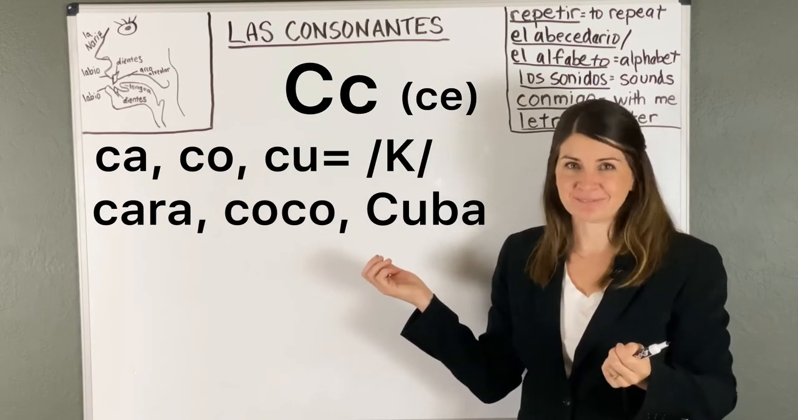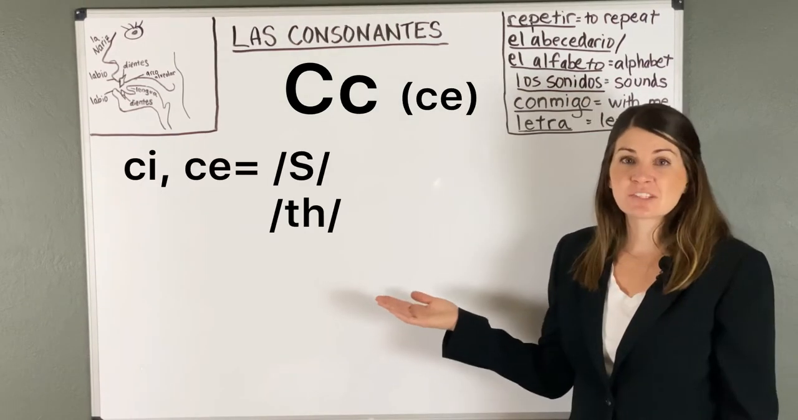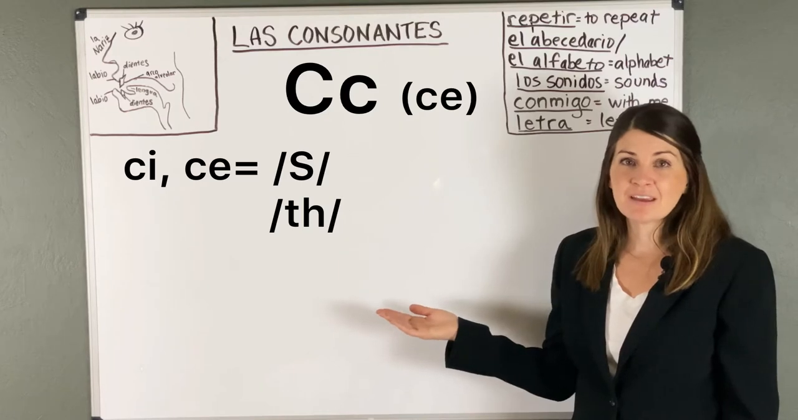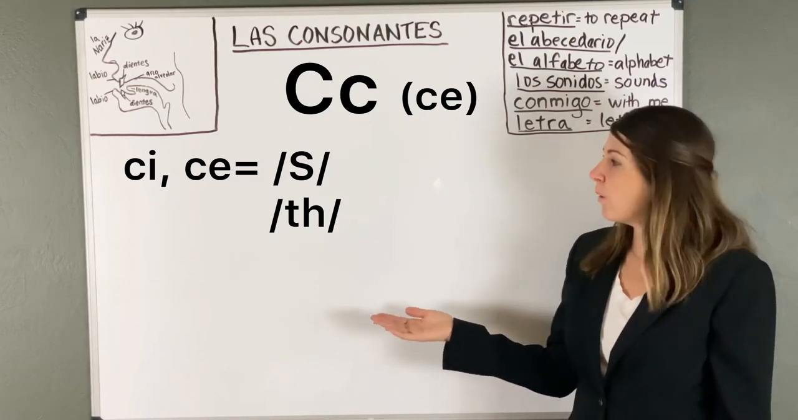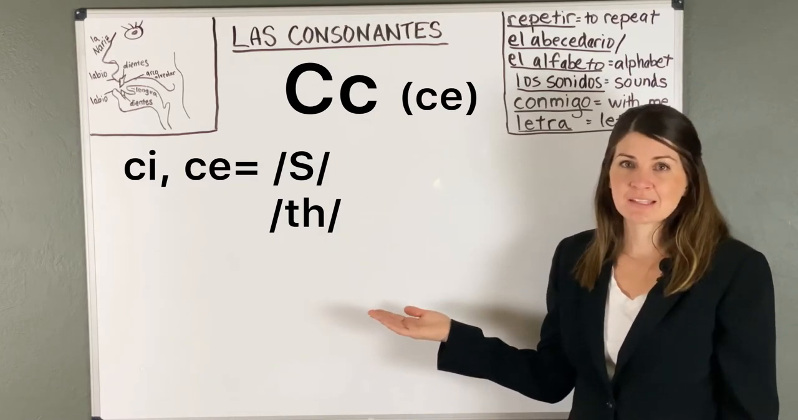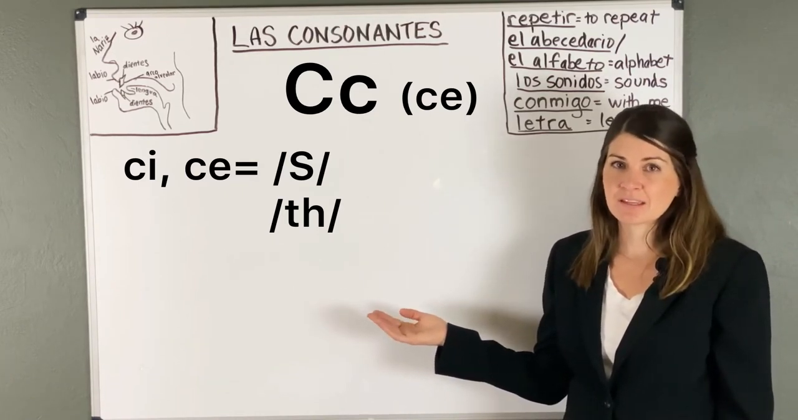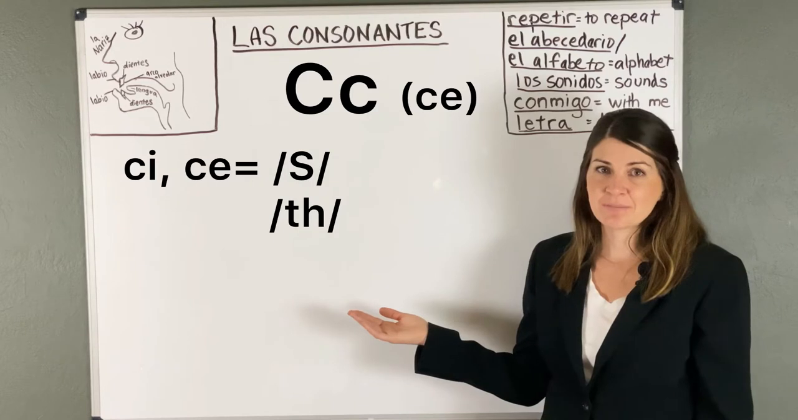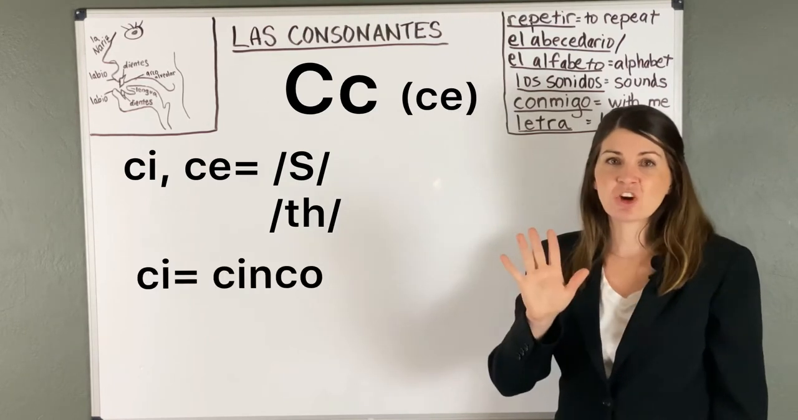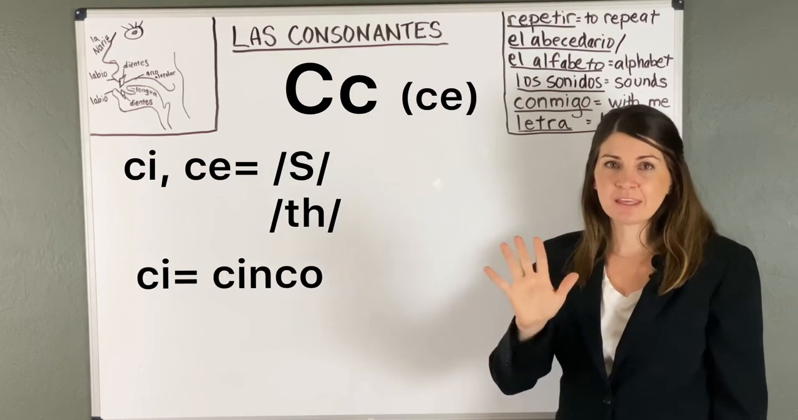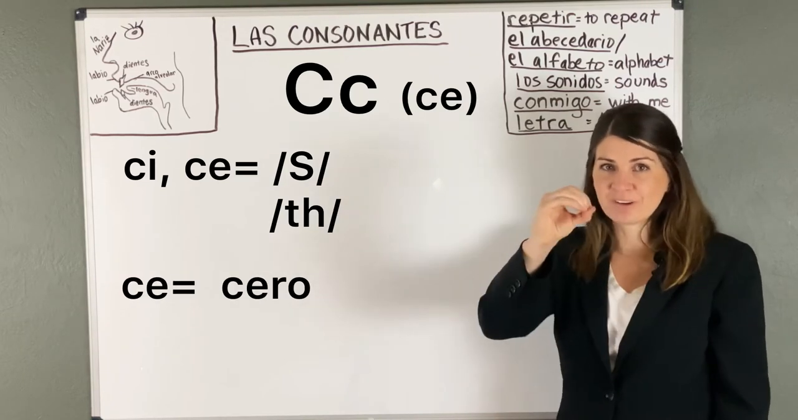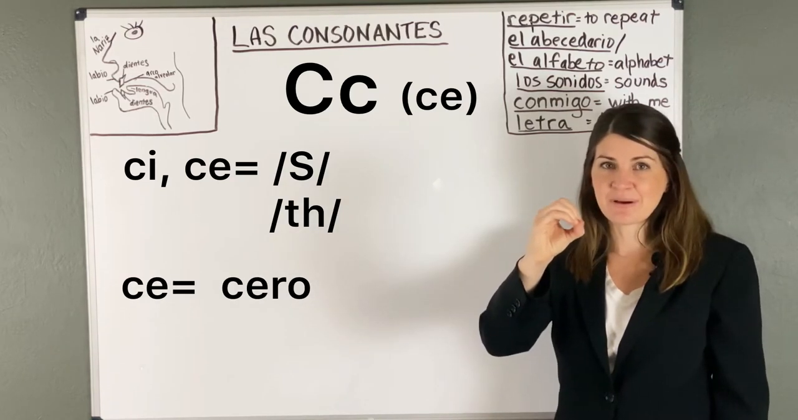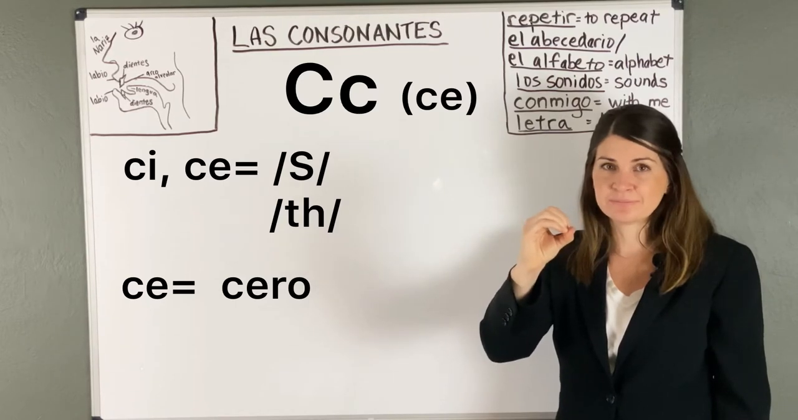Muy bien. The letter C, when followed by the vowel I or E, now makes an S sound in many Spanish-speaking countries, or a th sound in Castellano, el español de España. Let's try a couple examples. Si, cinco. Or in España, cinco. Se, cero. Cero en España.